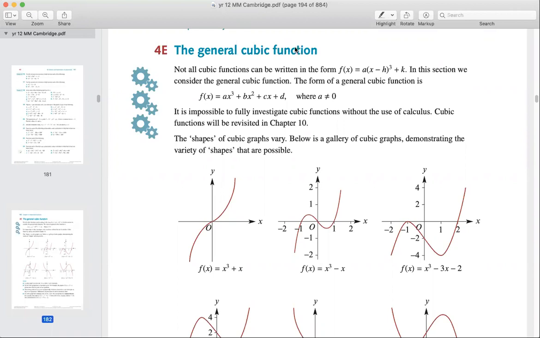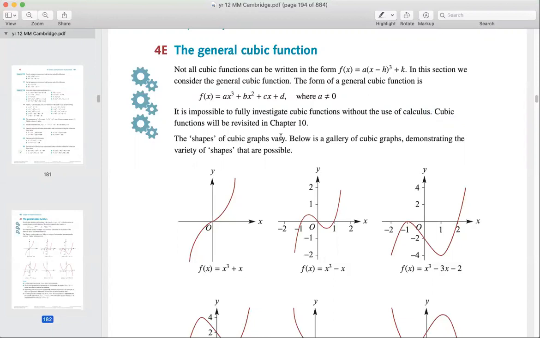The general cubic function is ax cubed plus bx squared plus cx plus d, and we just need to make sure a is not equal to 0, because once a equals 0, it becomes a quadratic, right? Another important thing is that it's impossible to fully investigate a cubic function without using calculus. So the cubic function will come up again in chapter 10 once we learn derivatives, and we learn more about math methods.